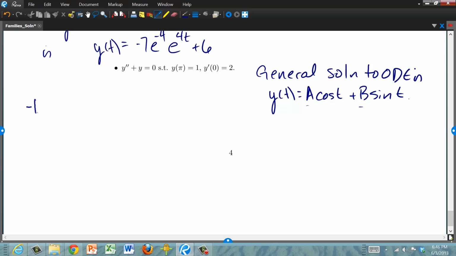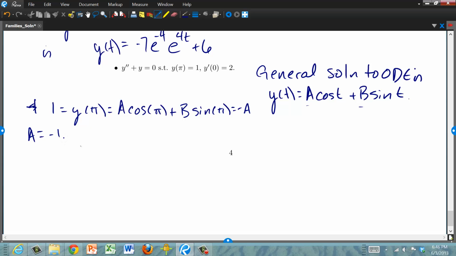You want 1 to be y evaluated at pi, and y evaluated at pi is going to be a times the cosine of pi plus b times the sine of pi. And that's just -a because cosine of pi is -1 and sine of pi is 0. So you can see that a is going to have to be -1. All right. Now, what's the other condition that you want?